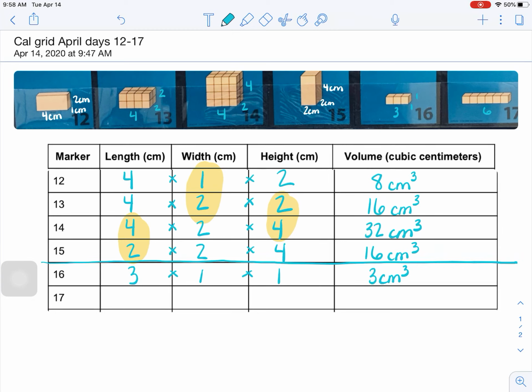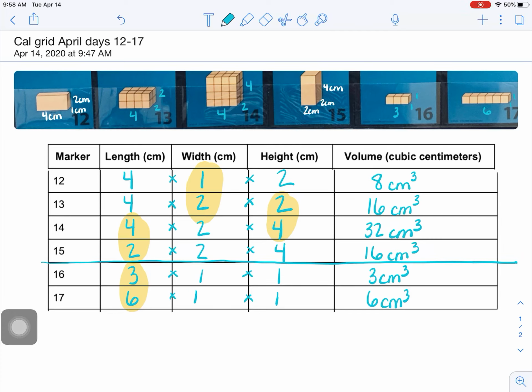All right, this next one goes 6 across, back 1 and up 1. So this is a 6 by 1 by 1. And what do you guys think is the relationship here? What is the difference between day 16 to day 17? Yeah, right here we doubled that one dimension and the other two stayed the same. So if it was 3 cubic centimeters, it's going to double to 6 cubic centimeters. Let's go back and double check. 6 times 1 is 6, times 1 is going to give me that 6 cubic centimeters.